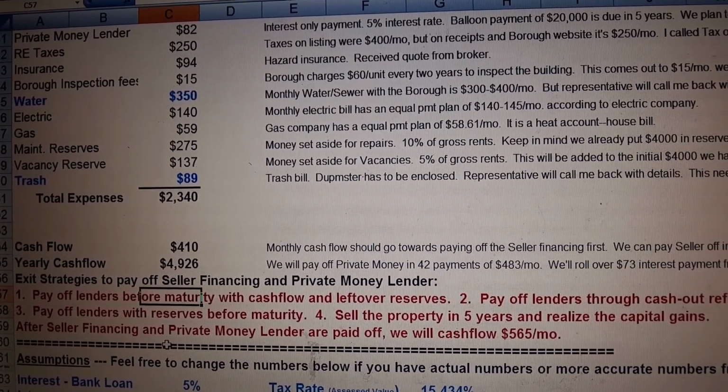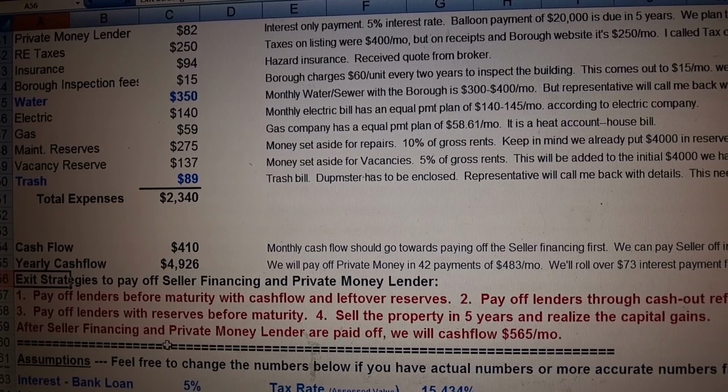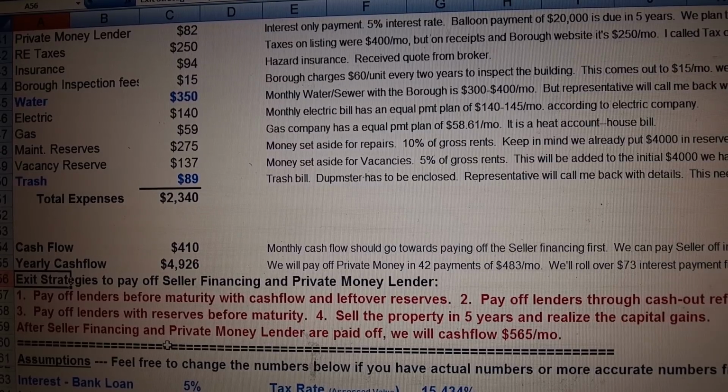So one of the things you want to talk about or think about is exit strategies. You want to figure out, how am I going to pay off the seller financing? Because I owe that guy, the seller, $14,750, which is due in 5 years. And then you want to ask yourself, okay, how am I going to pay off the private money lender as well? Because I owe him $20,000 in 5 years. So both of these guys need to be paid off at the end of 5 years. So that's $34,750.